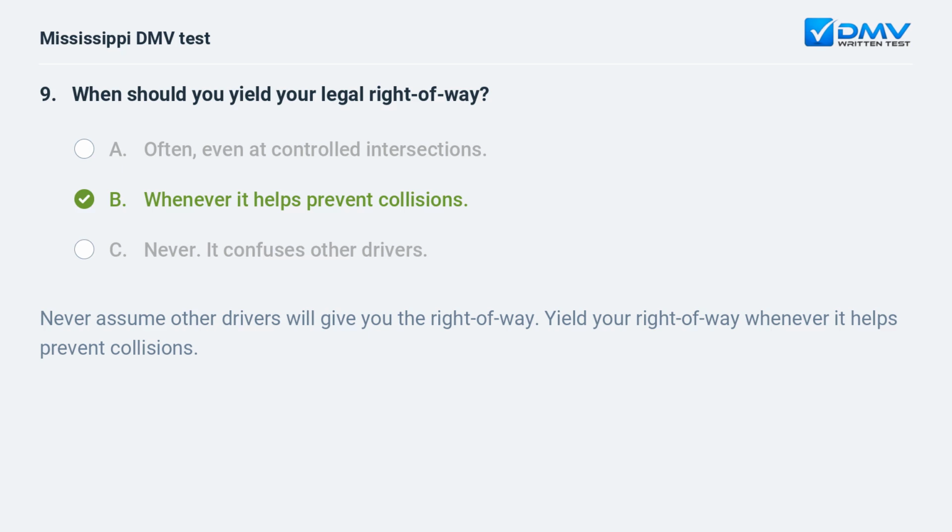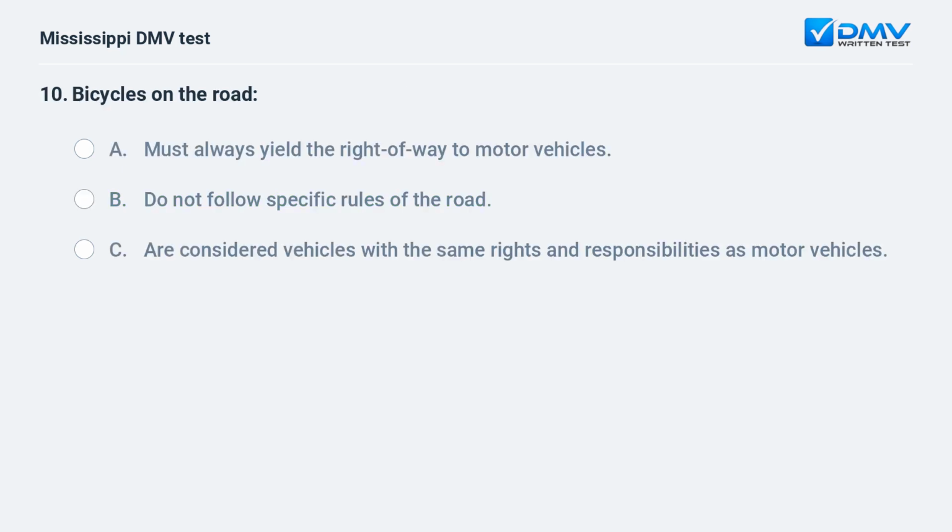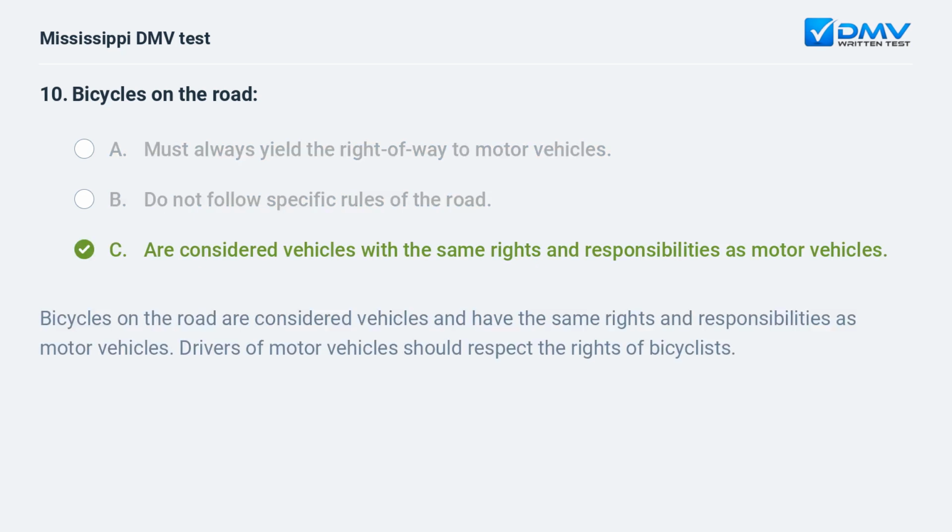Bicycles on the road? A. Must always yield the right-of-way to motor vehicles. B. Do not follow specific rules of the road. C. Are considered vehicles with the same rights and responsibilities as motor vehicles.